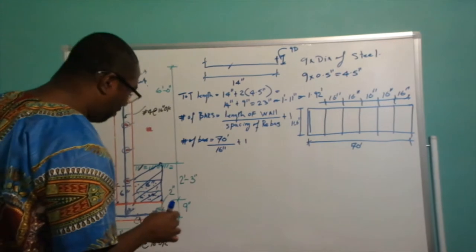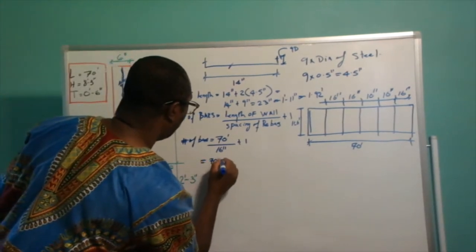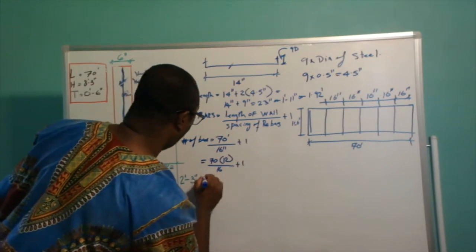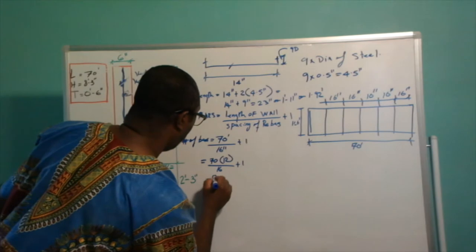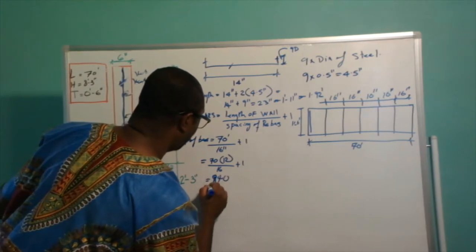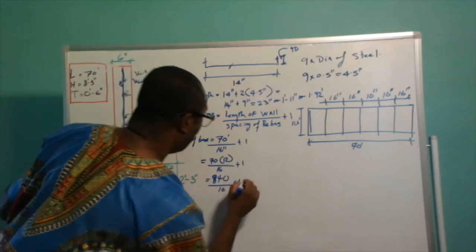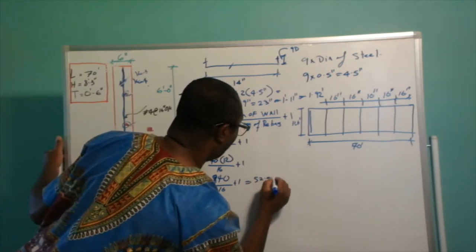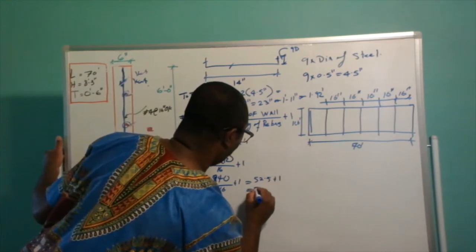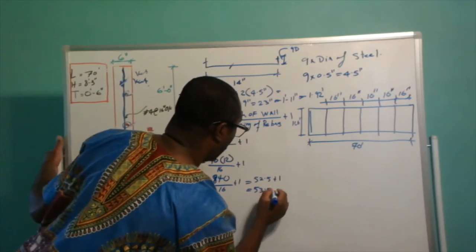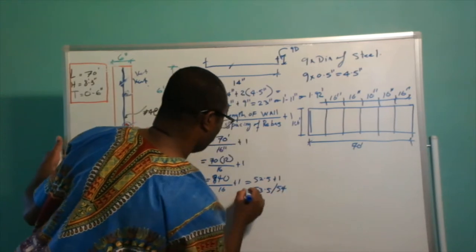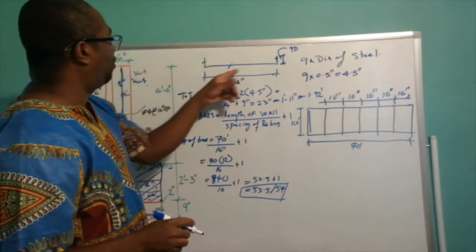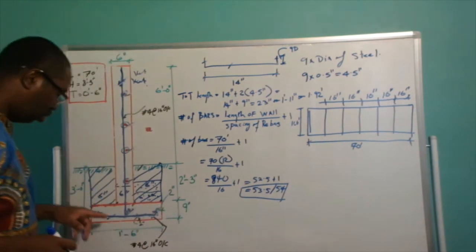So what we end up with is this: 70 times 12, divided by 16, plus 1. That is going to equal 840 divided by 16 plus 1, which equals 52.5 plus 1, which equals 53.5, and we can round this up to 54. So we know it's going to take 54 of these transverse bars to place in the wall footing.